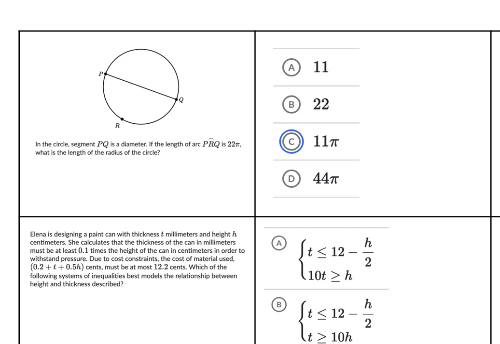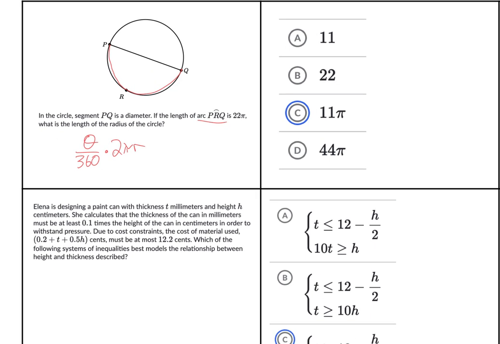In the circle, segment PQ is a diameter. If the length of arc PRQ is 22 pi, what is the length of the radius of the circle? So the length of the arc is theta over 360, if we're dealing with angles, times 2 pi r. Okay, so we have half of the circle. So really what we have is 180 over 360 times 2 pi times the radius. But 180 times 2 is 360, so this simplifies to 1.